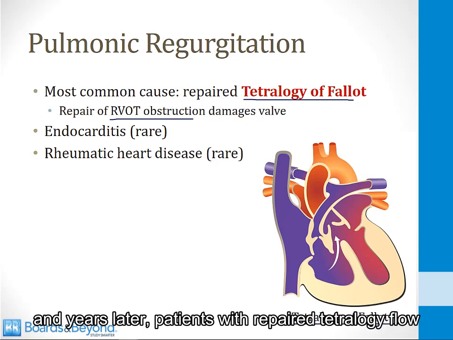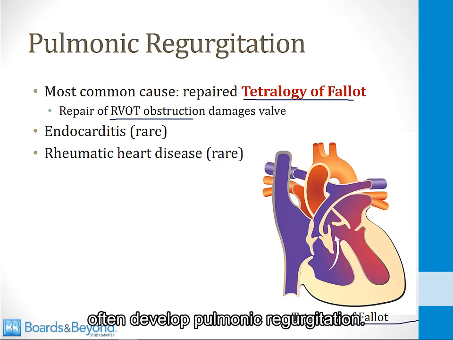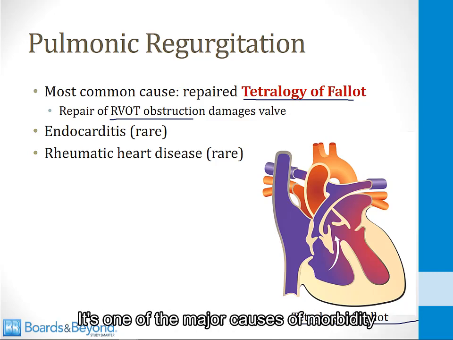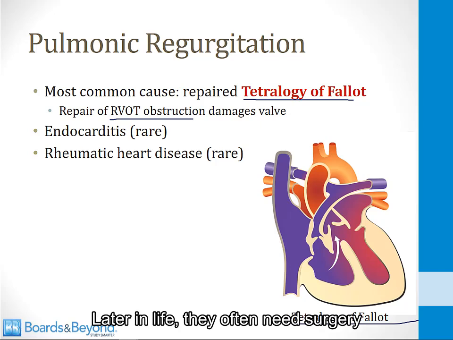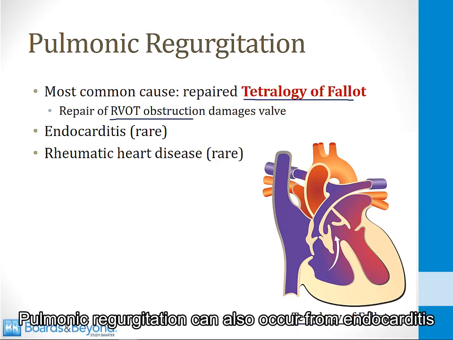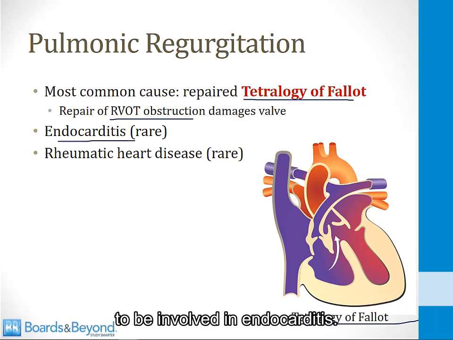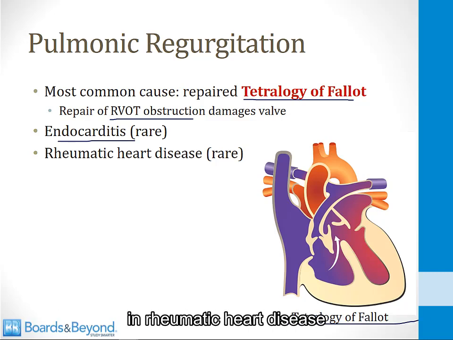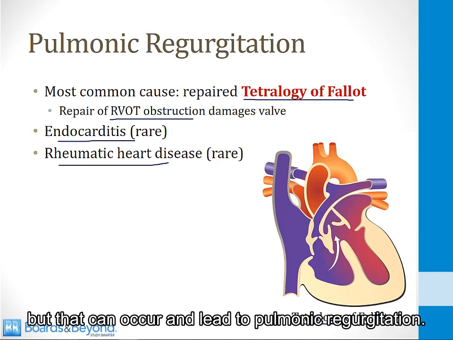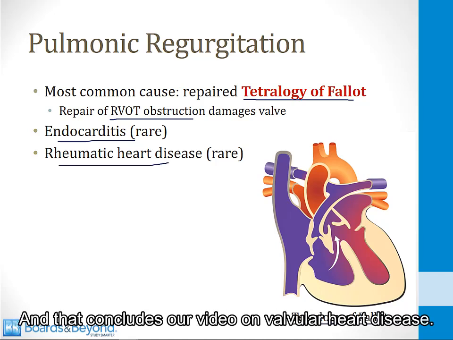And years later, patients with repaired tetralogy of Fallot often develop pulmonic regurgitation. It's one of the major causes of morbidity in people who survive this via surgery in childhood. Later in life, they often need surgery on their pulmonic valve. Pulmonic regurgitation can also occur from endocarditis, although it's rare for the pulmonic valve to be involved in endocarditis. And it's also rare for the pulmonic valve to be involved in rheumatic heart disease, but that can occur and lead to pulmonic regurgitation. And that concludes our video on valvular heart disease.